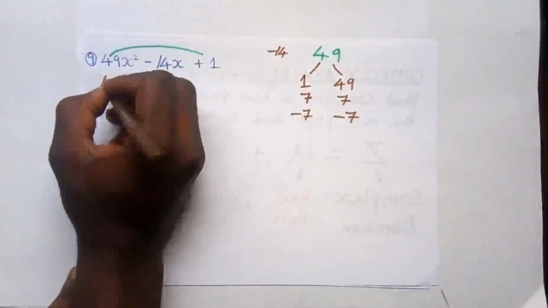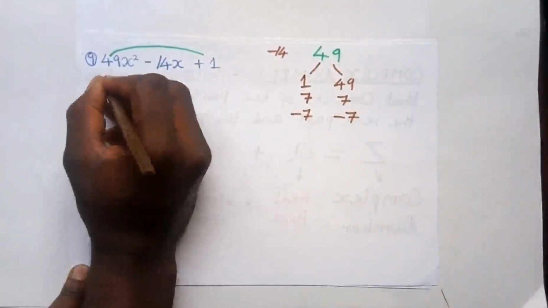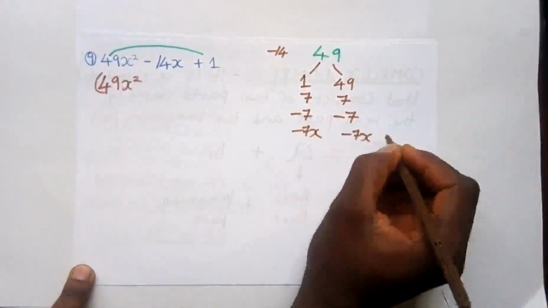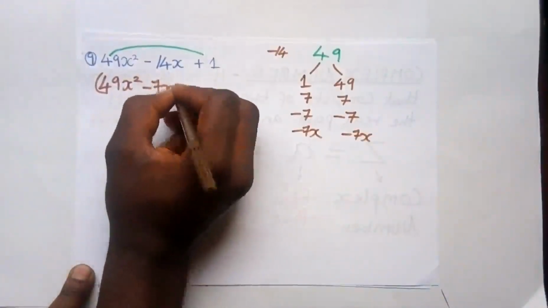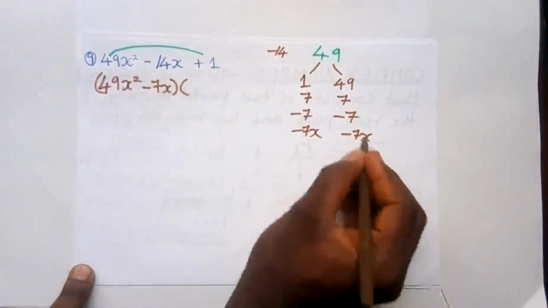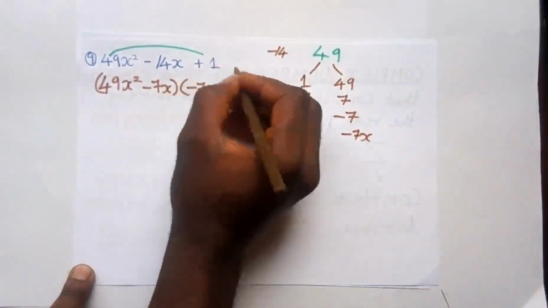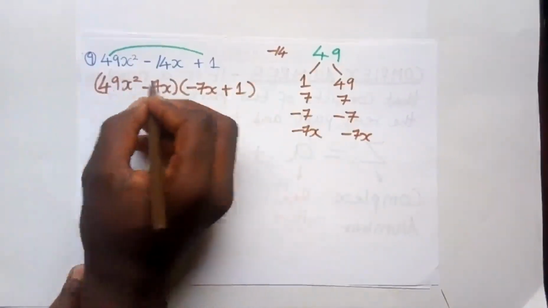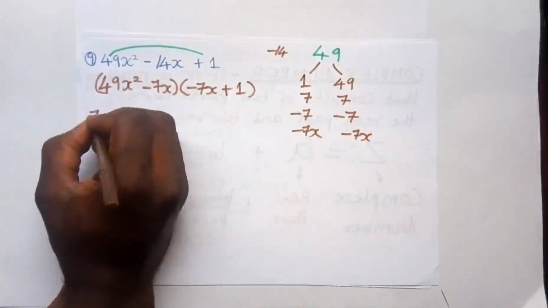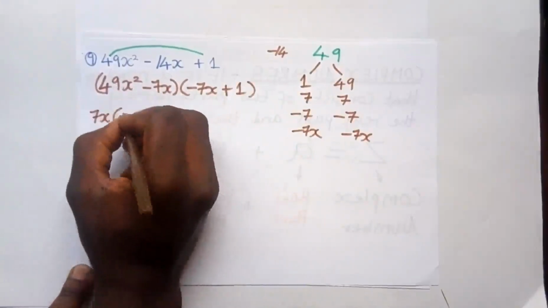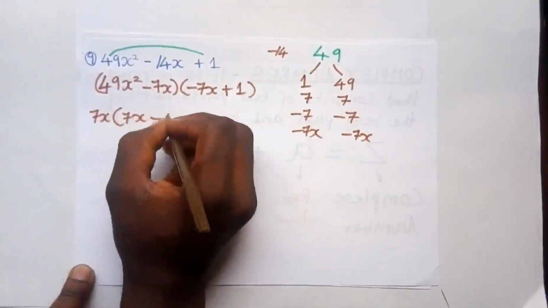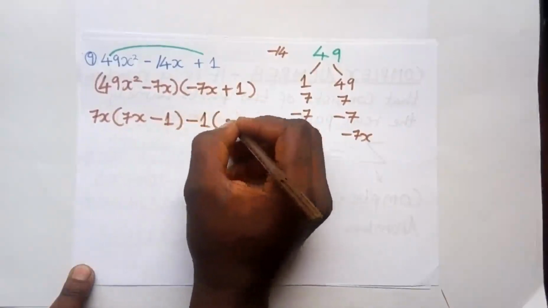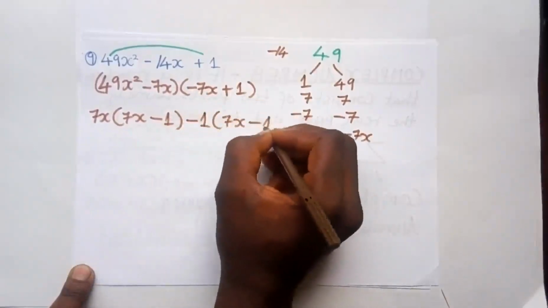Then, therefore, 49x squared, we can call this minus 7x and minus 7x. So minus 7x, minus 7x plus 1. So factor this. What is common here? 7x is common here, so you can bring out 7x here, remaining 7x minus 1. I can bring out minus 1 here, remaining 7x minus 1.